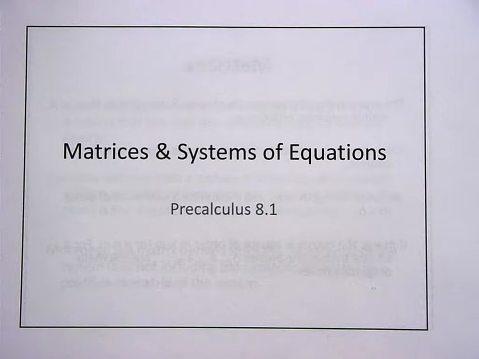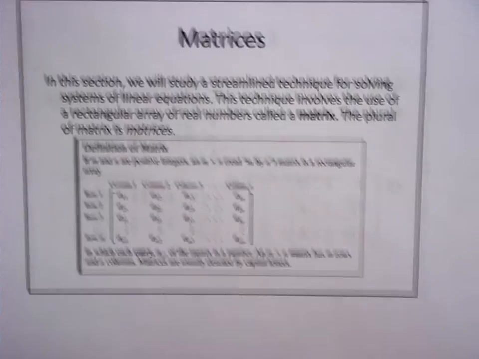Chapter 8 deals with matrices, okay, for these systems of equations. Now, what does a matrix in general look like? Basically, it's just a big rectangular array of numbers. It doesn't necessarily have to be square.